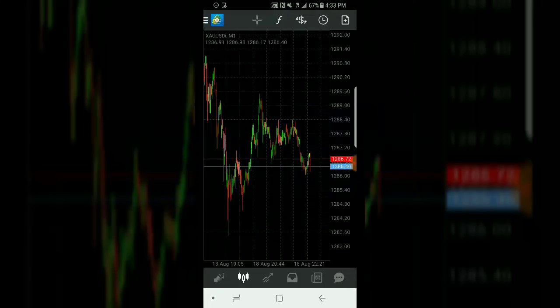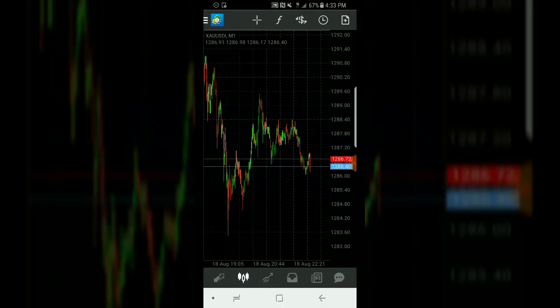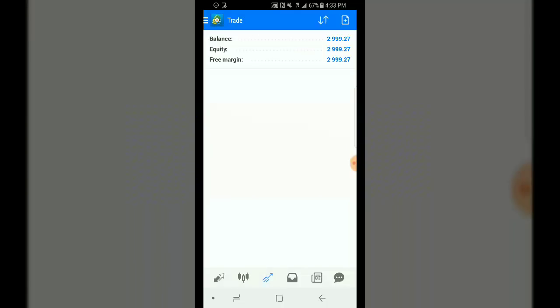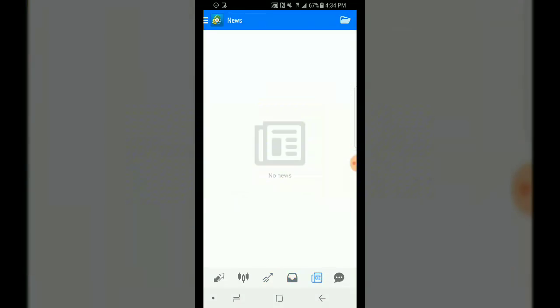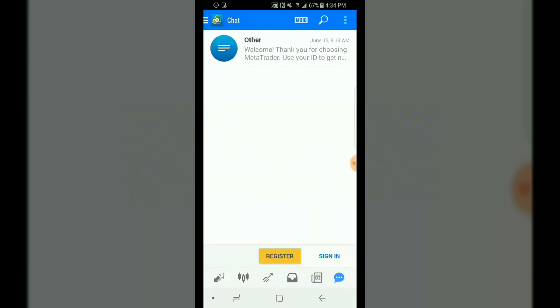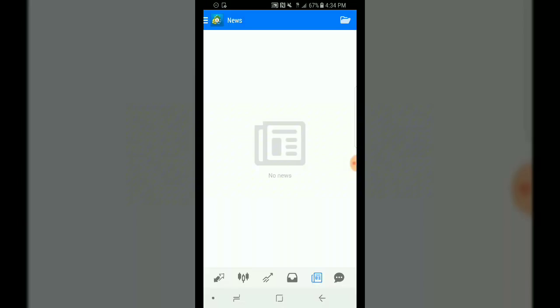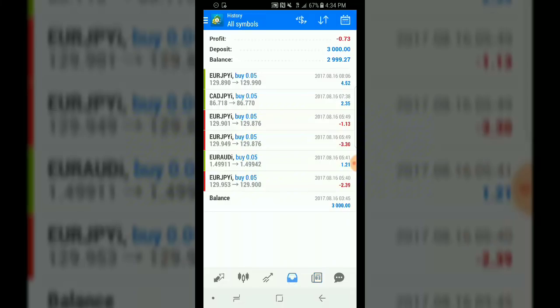And you have your chart, and then you have your orders. It shows you your current positions, which I don't have, and then your history. This would be news, and then the chat room for the MetaTrader community, which I hardly use, these last two at all. I just stick with the history, where you can see I made some trades, just doing a live demo for some people.